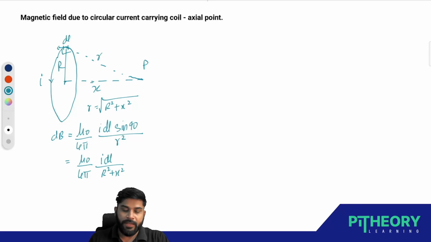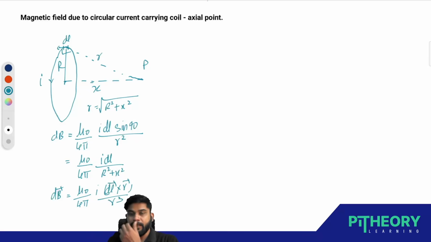Correct. And what is the direction of this dB? See, the direction of dB is perpendicular to both dl and r, because in vector terms the relation is mu naught by 4 pi I into dl cross r divided by r cube. So that means it is perpendicular to both dl and r, and it will be coming in this direction if I'm marking dB.